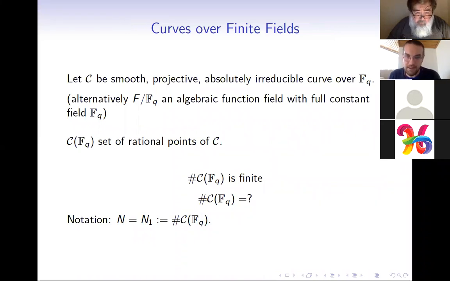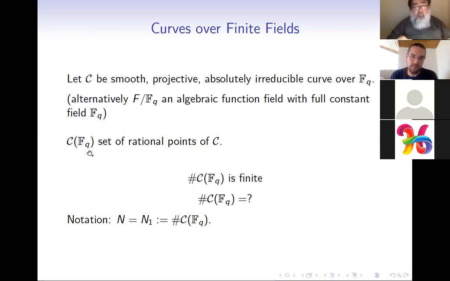Throughout my talk, C will always denote a smooth projective, absolutely irreducible curve defined over a finite field F_q with q elements. Alternatively, you can think of looking at things more algebraically: you can look at the algebraic function field with full constant field F_q. I'll stick to the language of curves, but of course, in dimension one, there's a one-to-one translation between those two worlds. I'll be interested in the set of rational points on this curve.